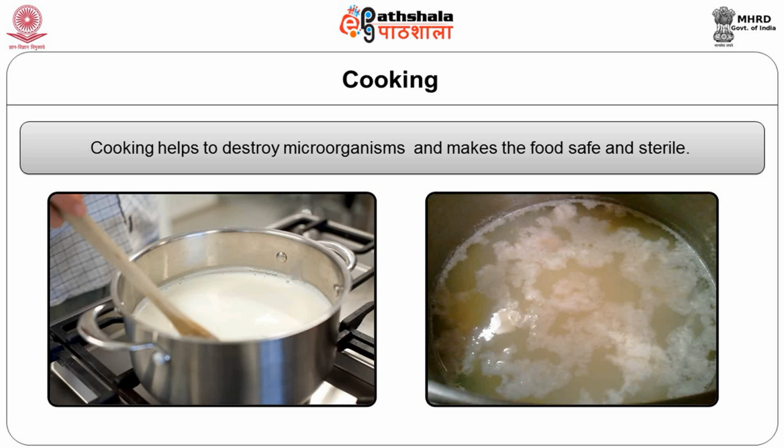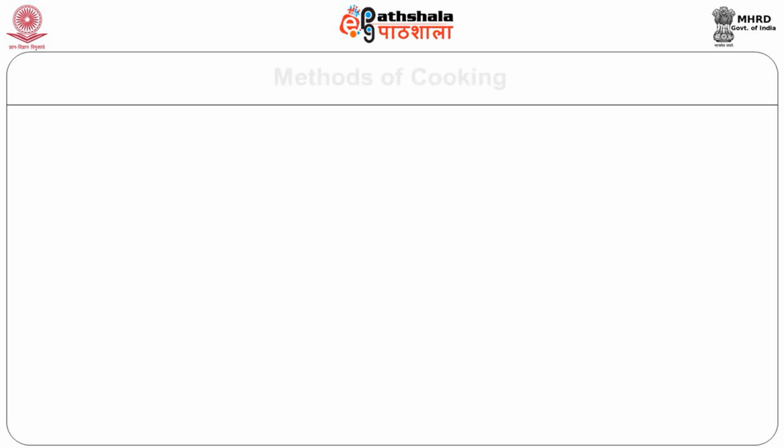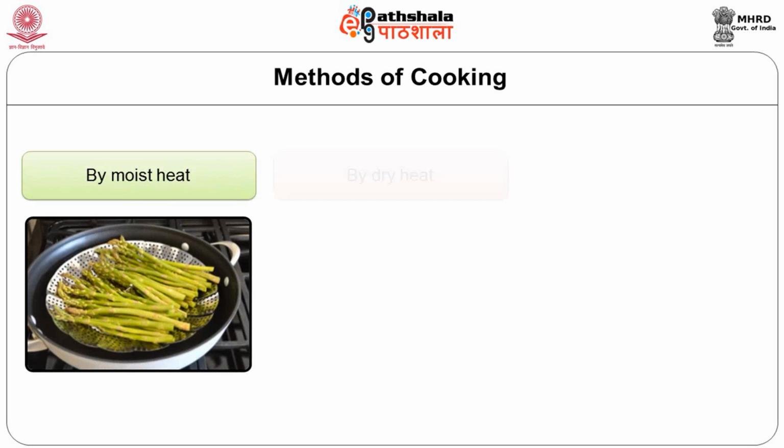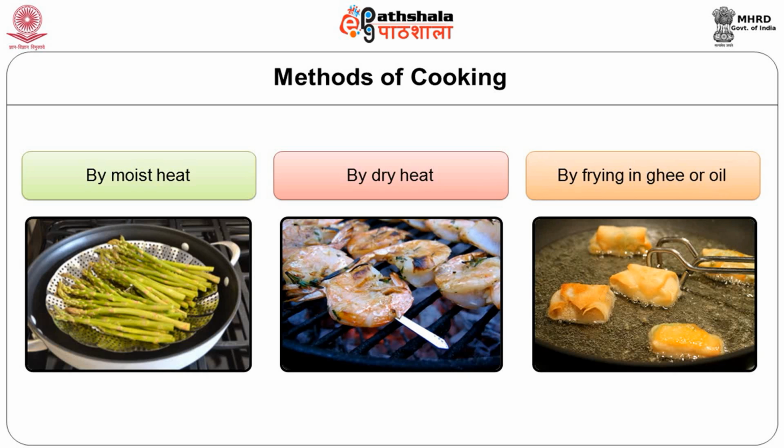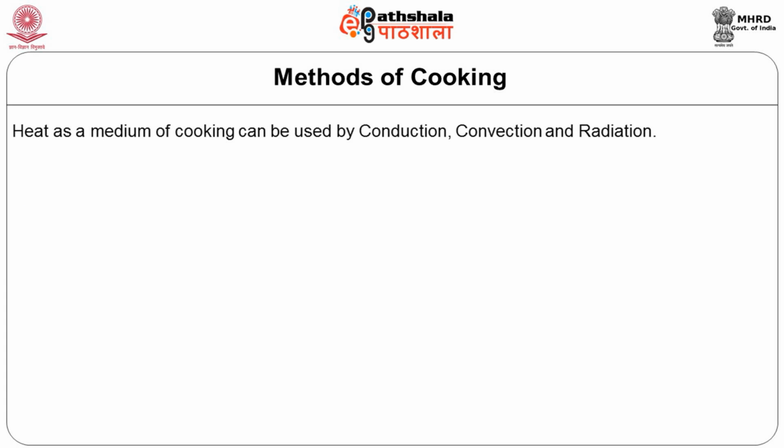Now, we shall see what the different methods of cooking are. Foods are cooked by moist heat, by dry heat, and by frying in ghee or oil. How can we use heat as a cooking medium? In other words, what is the principle behind heat as a cooking medium? Heat as a medium of cooking can be used in three ways.